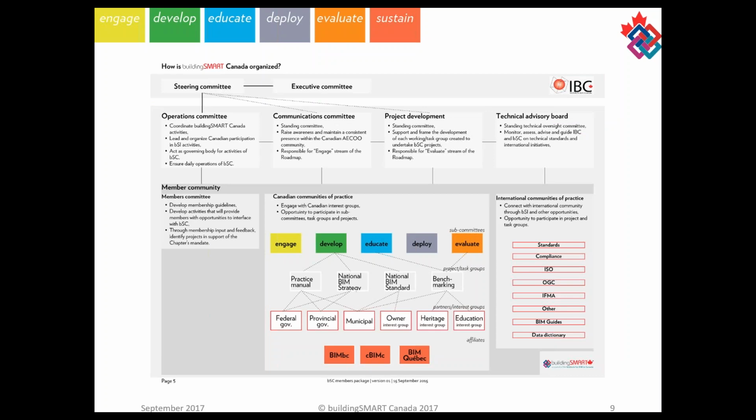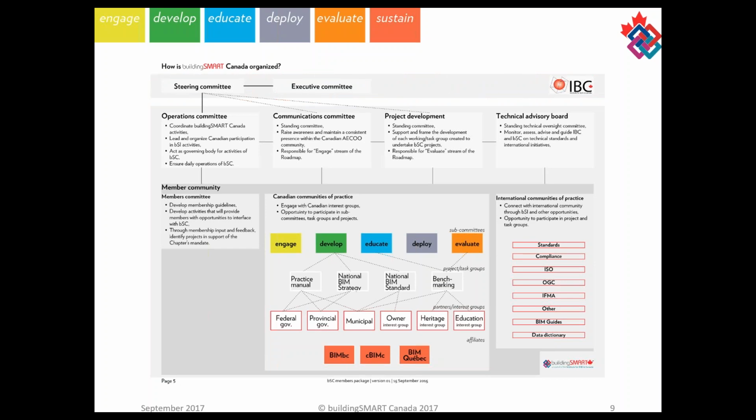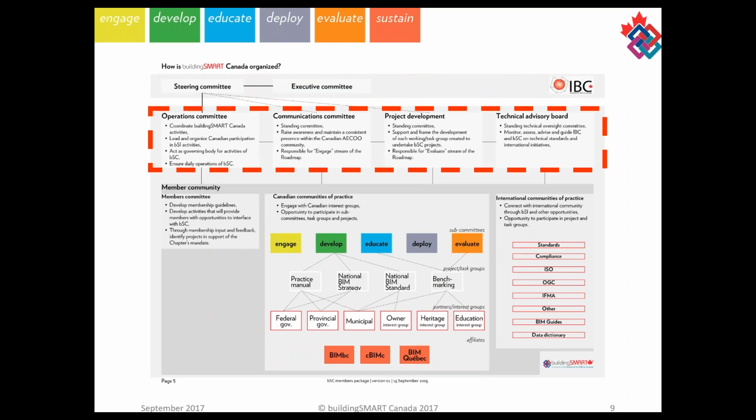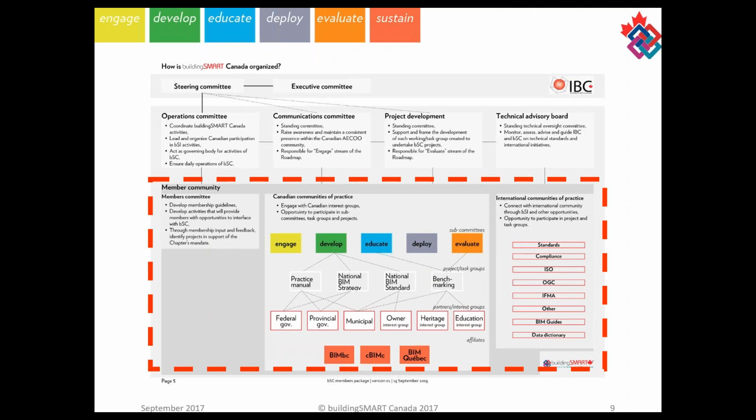How we're organized, so it's important to understand that IBC is a steering committee for Building Smart Canada, so we are tightly combined and we get our direction from the joint national committee, so the associations. Our organization is developed across different committees that ensure the daily operations and the project development, such as the Canadian Practice Manual for BIM. Our strength, of course, relies on its members community, and I'll take the opportunity here to invite you to become a member. It's free to join and to participate in Building Smart Canada activities.